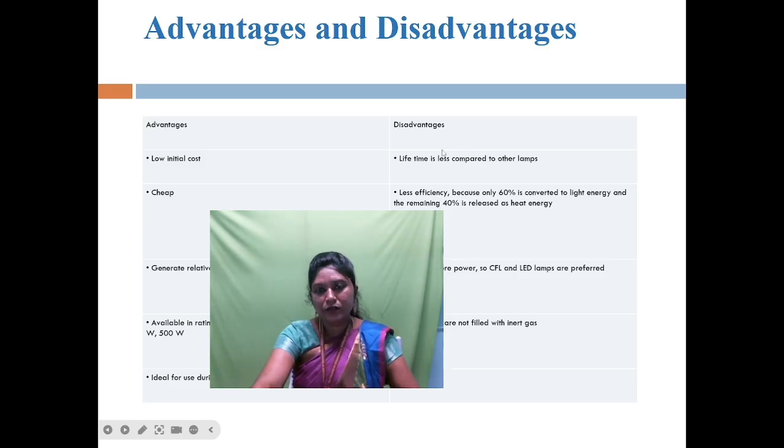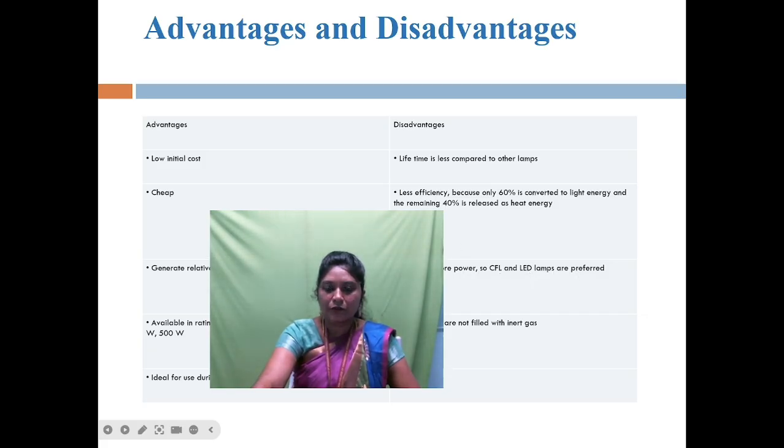The disadvantage of this lamp is that the lifetime is less compared to other lamps. I already told that it has less efficiency, so it has less lifetime, because in this type of lamp only 60% of energy is converted to light and the remaining 40% is released as heat energy. So there is a loss, and the efficiency is less. As the efficiency is less, definitely the lifetime is also very less. It also consumes more power. That is why we prefer CFL and LED lamps nowadays.